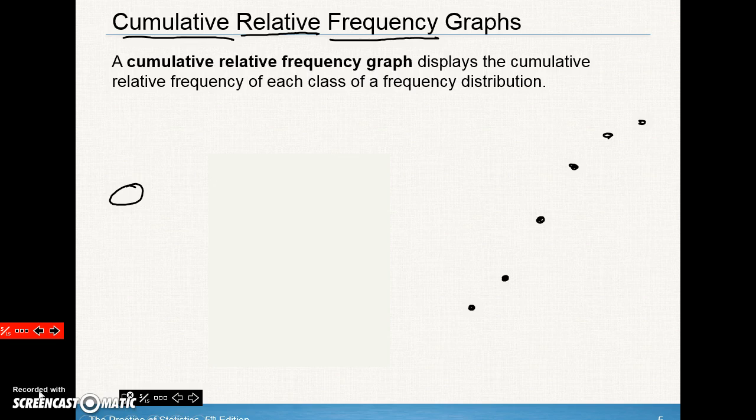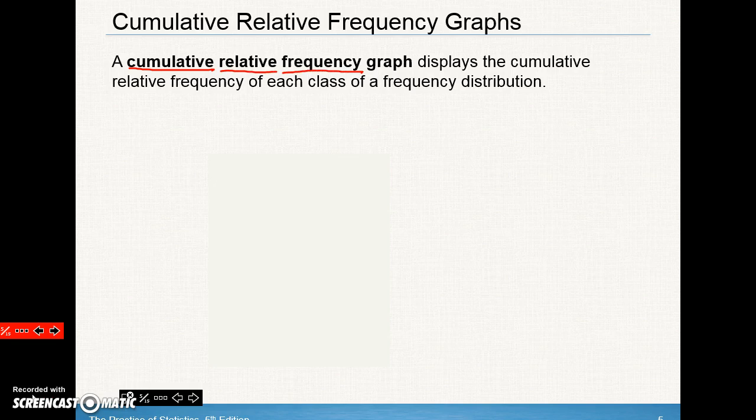Okay, so here we go. Topic number 2 in this section is a cumulative relative frequency graph. Big words, lots of words. So we're going to look at each one. Cumulative means add up all the numbers that come before. Relative means turn your numbers into percents.